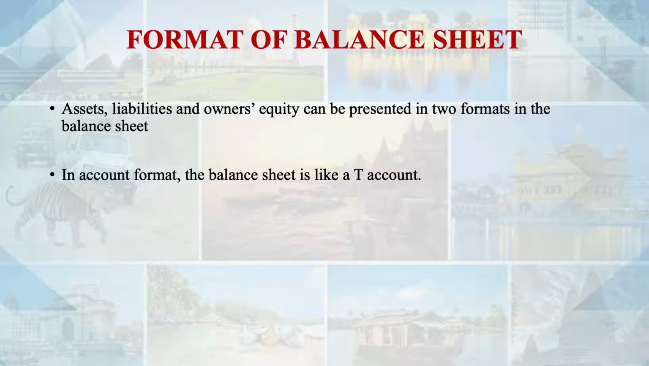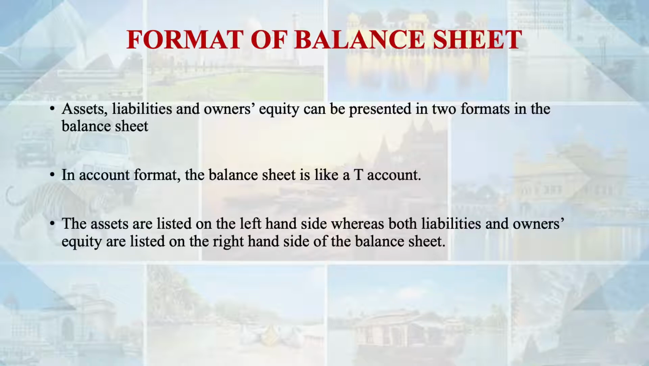On one side of the account, we show the assets of the business. So the assets are shown generally on the left hand side. And on the other side, we show the liabilities and the owner's equity. That is, we are reflecting the accounting equation that assets are equal to liability plus equity. So on one side, we show the assets, and on the other side, that is the right hand side, we show the liability and the owner's equity.